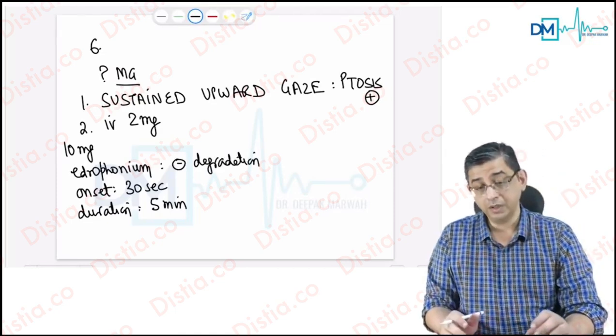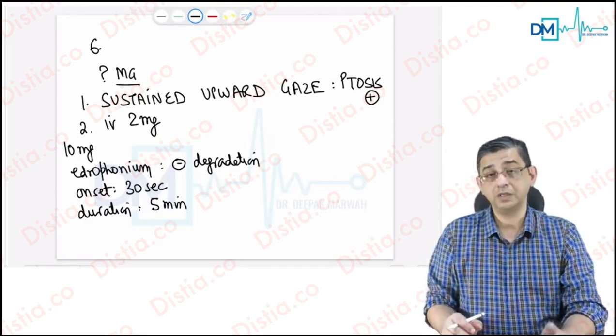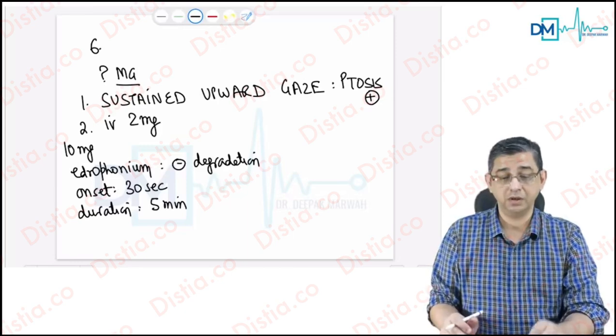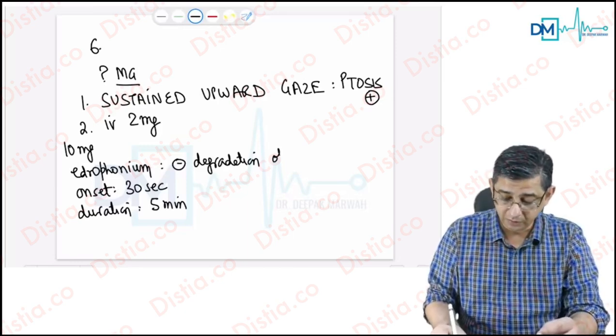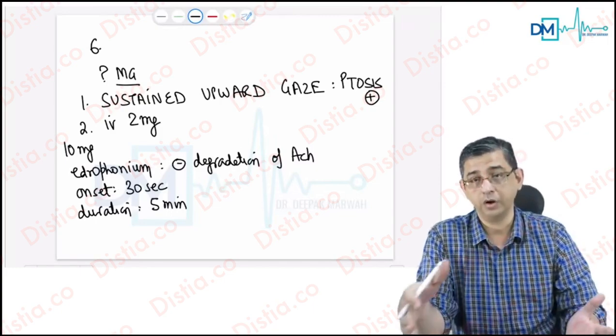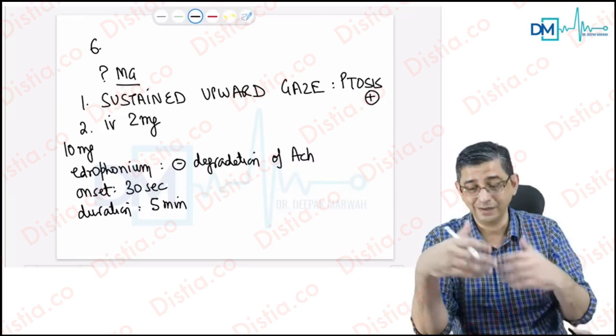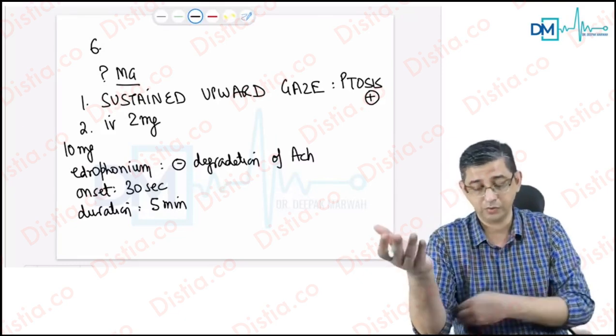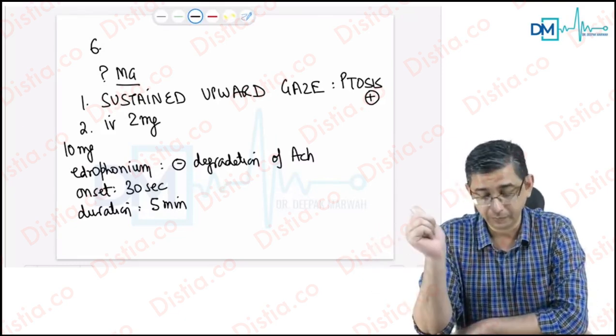I am not increasing the amplitude of contraction here. I am increasing the duration of contraction. I repeat once again, if I inhibit the degradation of acetylcholine, it will be able to cause a muscle twitch for a longer duration. So amplitude may not be significantly increased, but the duration of the twitch will increase. That will still increase the power for me.